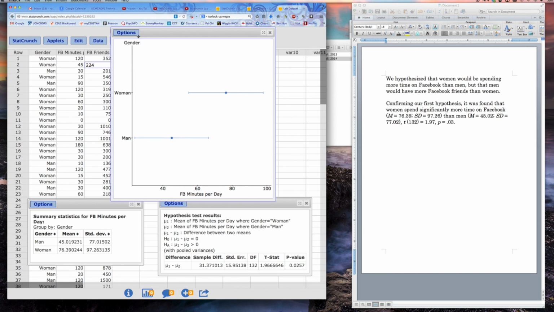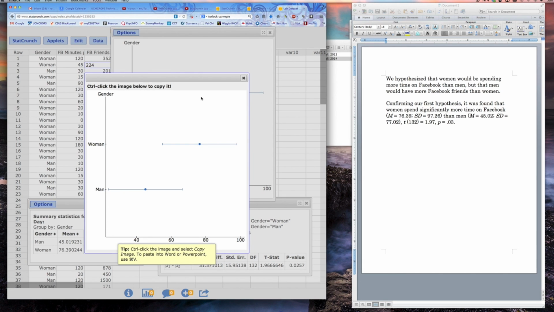So in order to get this graph in there, one of the easier ways to do it is just to hit copy. And then it comes up with this little thing. It says Control-click the image below to copy it. You can also just right-click it and say copy image. Or I guess you could also go Command-C if you're on a Mac or Control-C if you're on Windows.